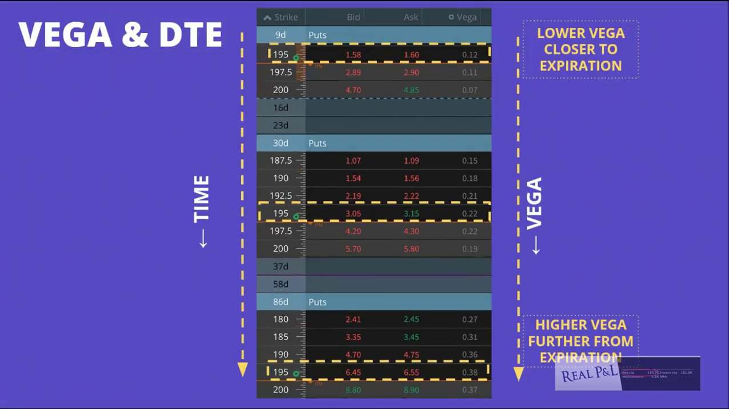In days until expiration, you can see that here there's 9 days to expiration, 30 days, 86 days. So this is closer to expiration. We're looking at the same strike price. You can see the Vega here is 0.12. As we get further out, it's 0.22, and further out in time, it's 0.38.